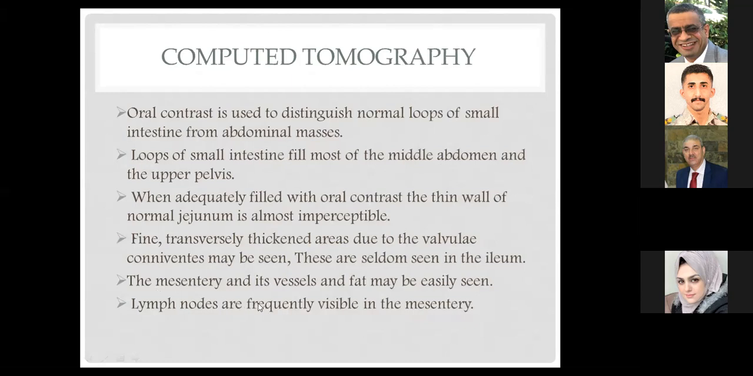The mesentery and its vessels and fat may be easily seen on CT. Lymph nodes are frequently visible in the mesentery. يعني تقريبا CT will show everything in the small intestine.